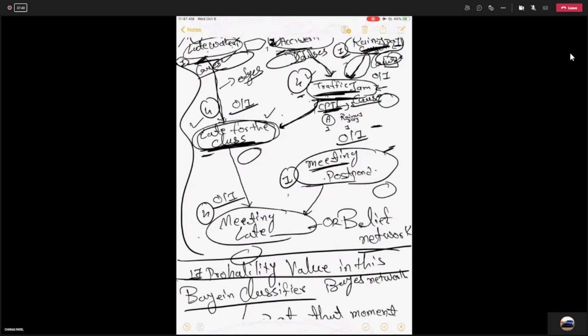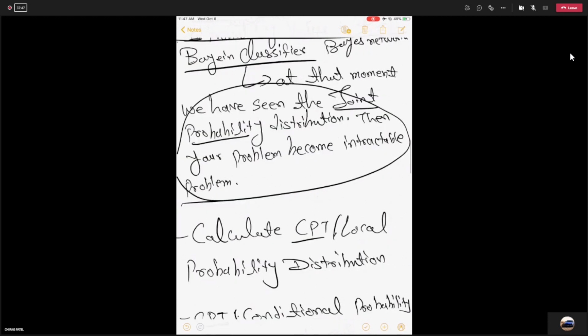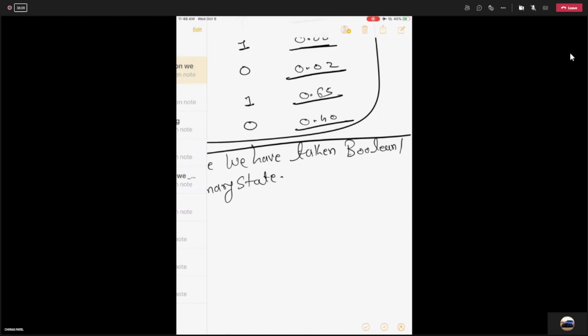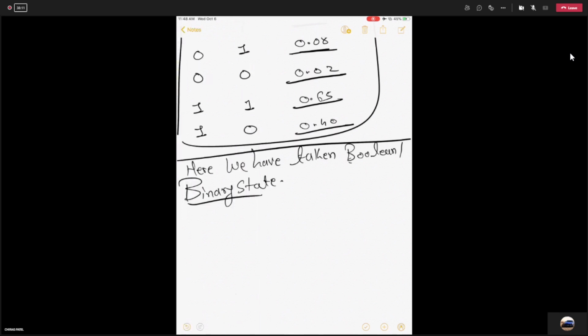In addition to that, here we have taken the Boolean state, or we can say the binary state. Boolean or binary state, I am writing this, because the state can only take two values.